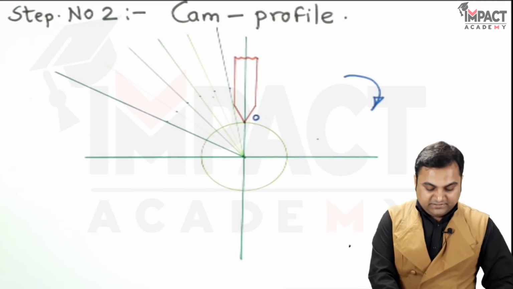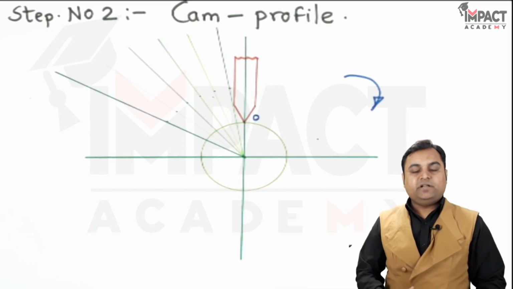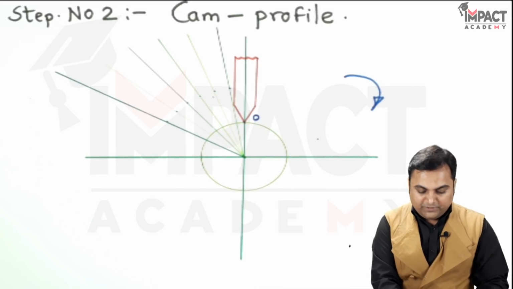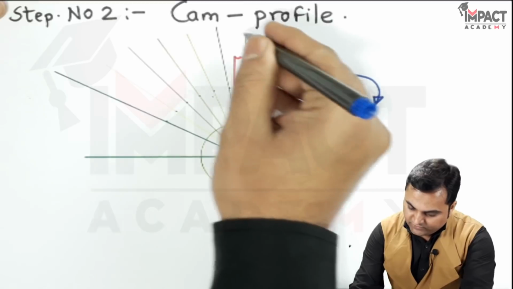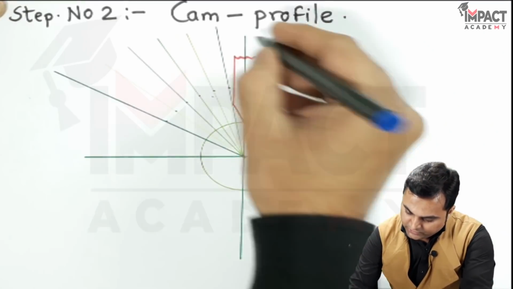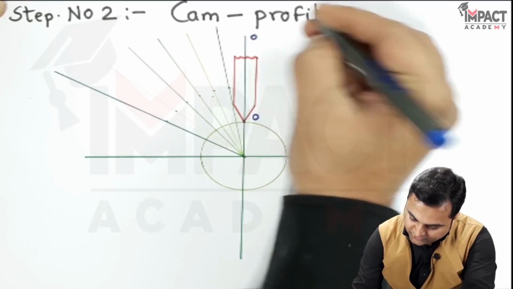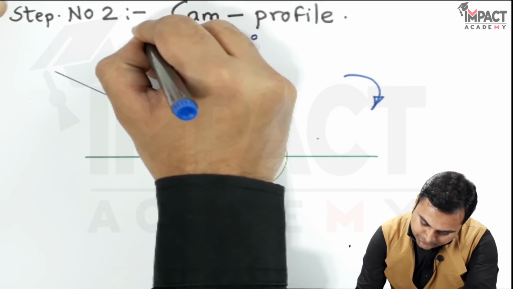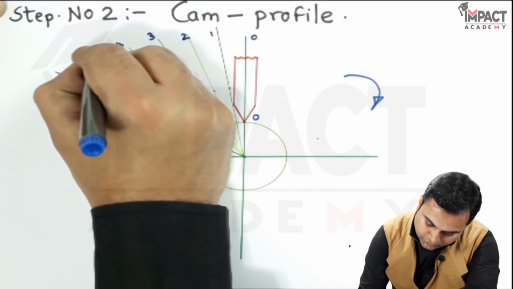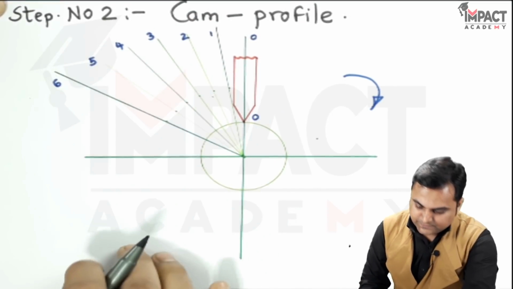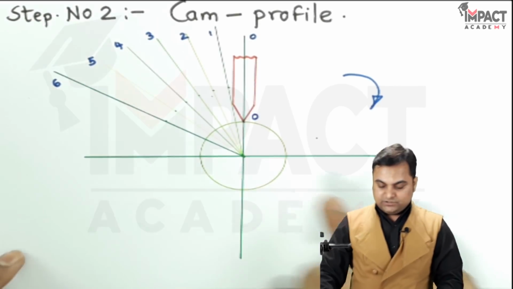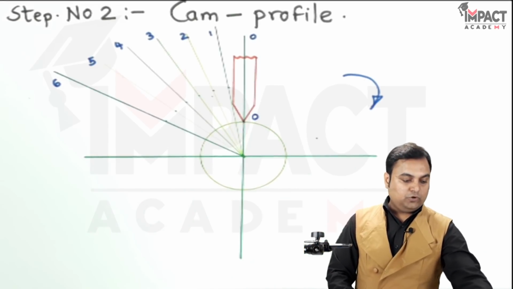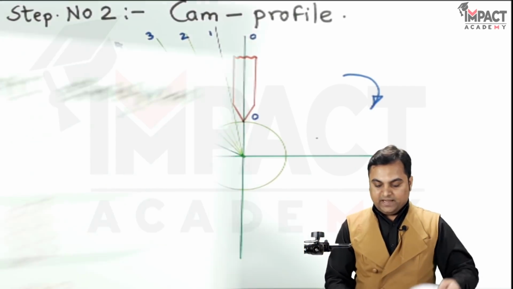Now, I had divided this out stroke into 6 equal parts in a similar manner to what I did in the displacement diagram, and to make the problem simpler, giving the notations to these angles as well. So starting with 0 so that it becomes convenient for us to plot the points. Then first, second, third, fourth, fifth and sixth. So I have given the notations. Now this is the base circle. Point O is the initial point of the follower, which is in contact with the cam.